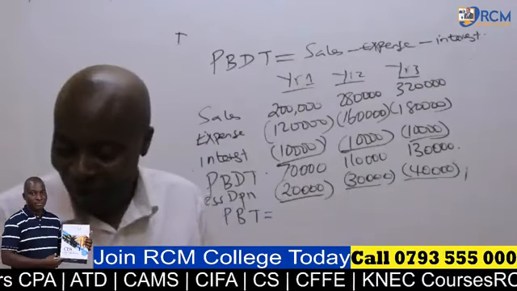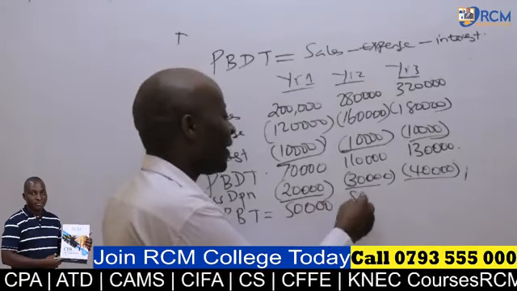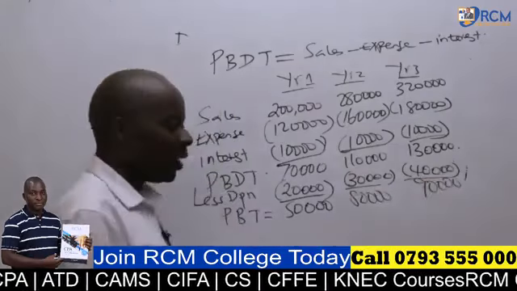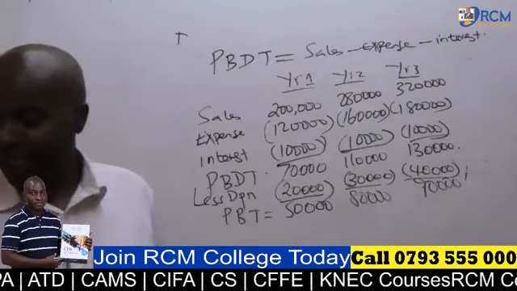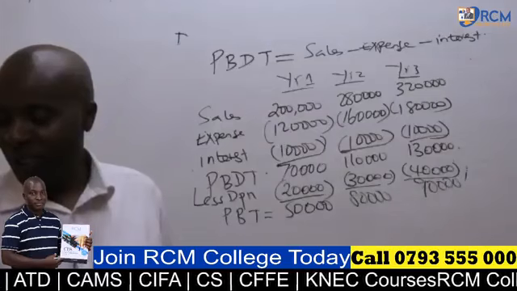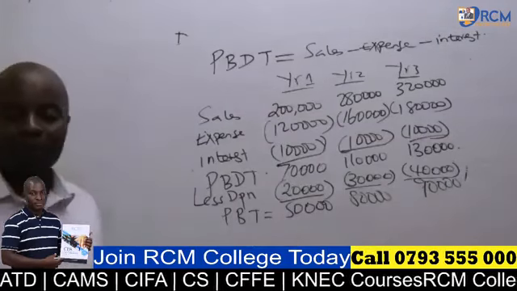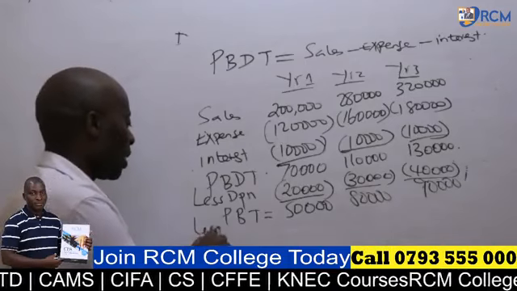So I'm being told here 50, 80, 90: 50,000, 80,000, and then 90,000, like that. Now, having gotten profit before tax, ladies and gentlemen, very fast, I know what I should do. The next thing here will be to share this with the taxman. You share this with the taxman. So less taxation.